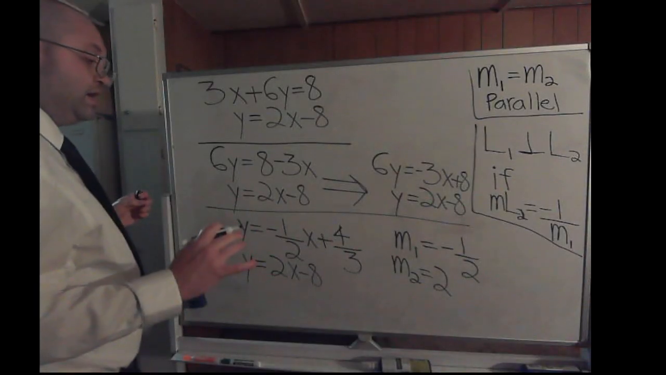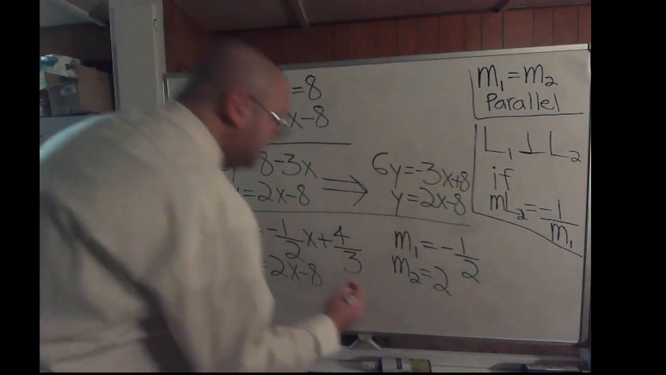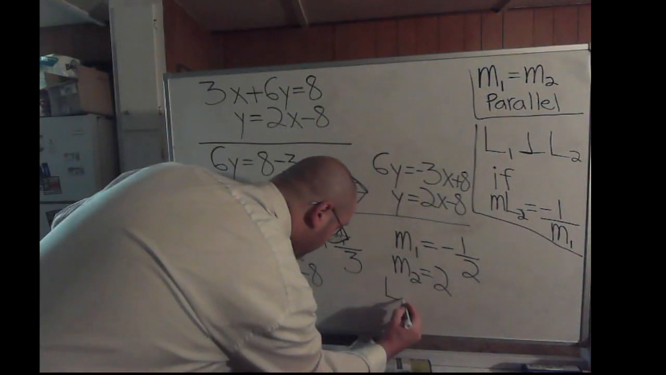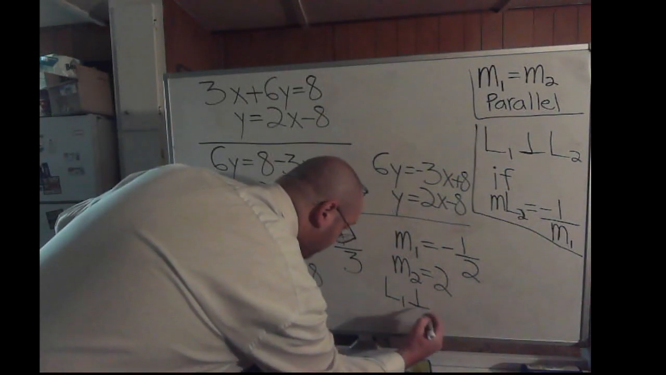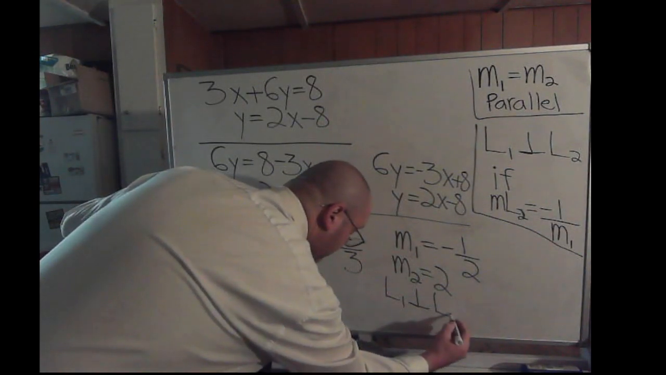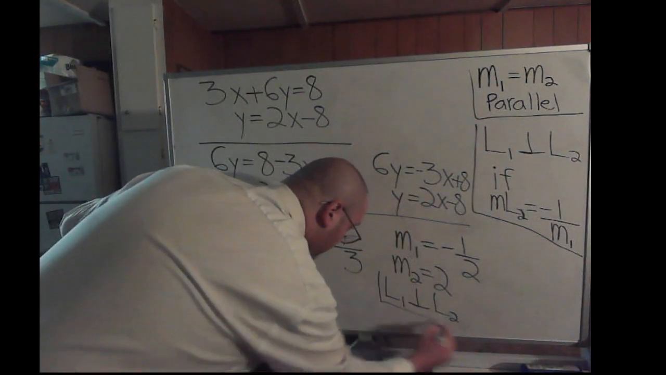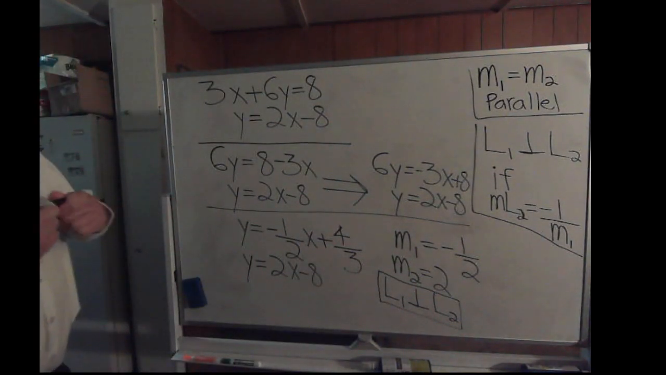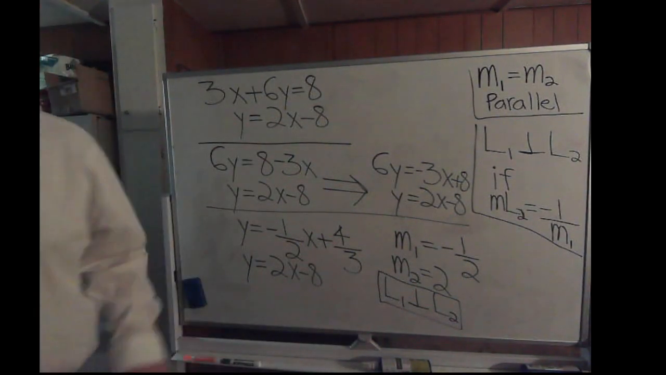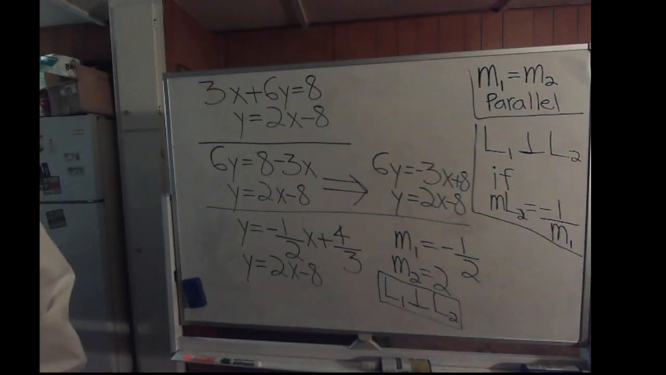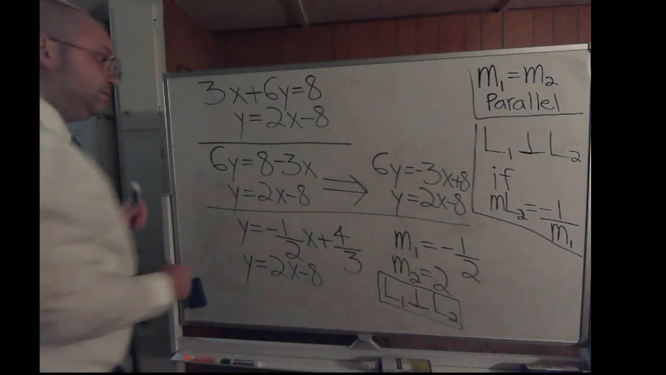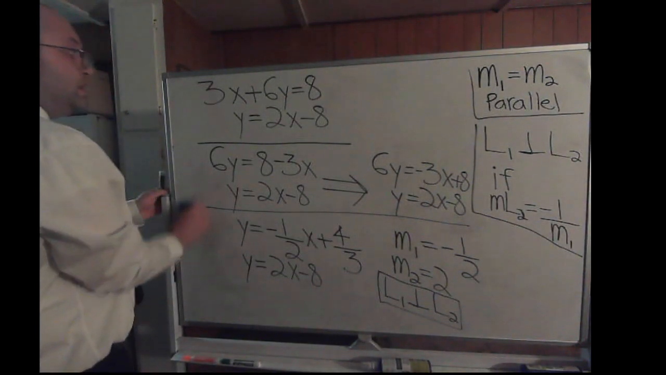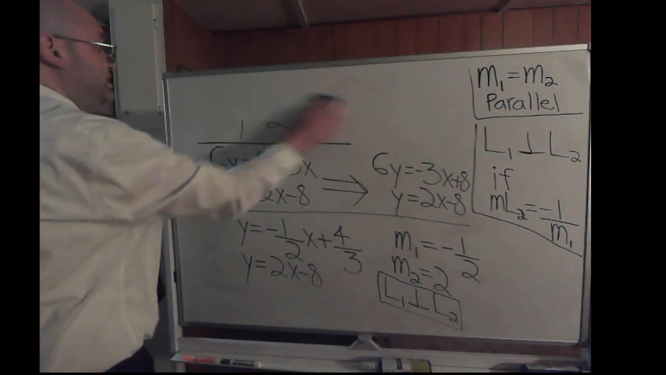Therefore, the two lines, we could say line 1 is perpendicular, use that symbol for perpendicular, line 1 is perpendicular to line 2. So these two lines turn out to be perpendicular. Alright, I got more examples here.